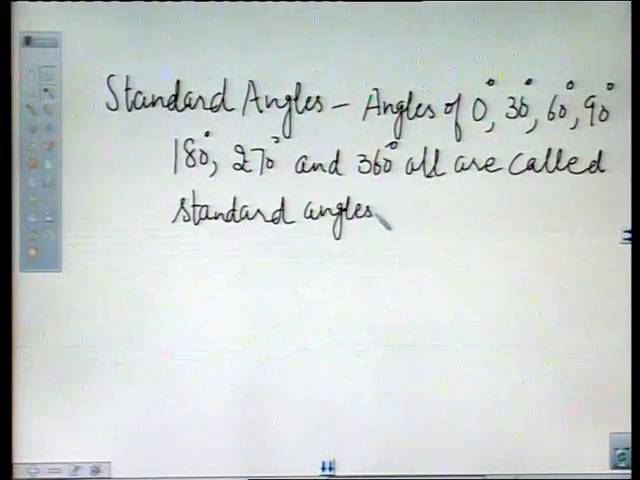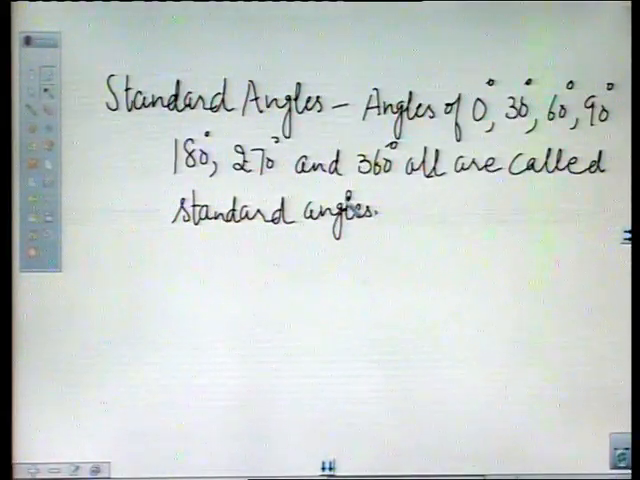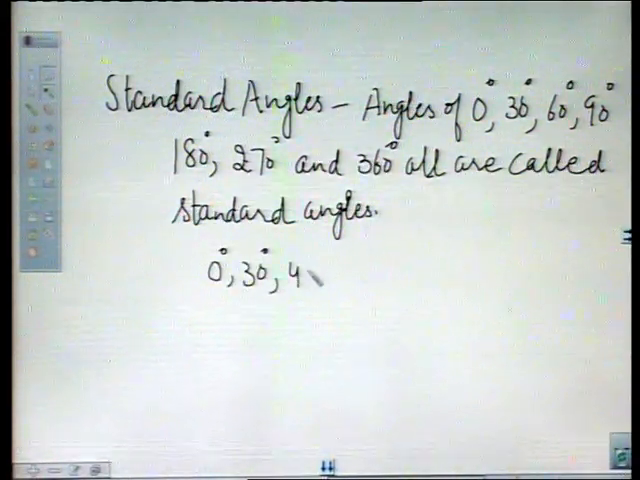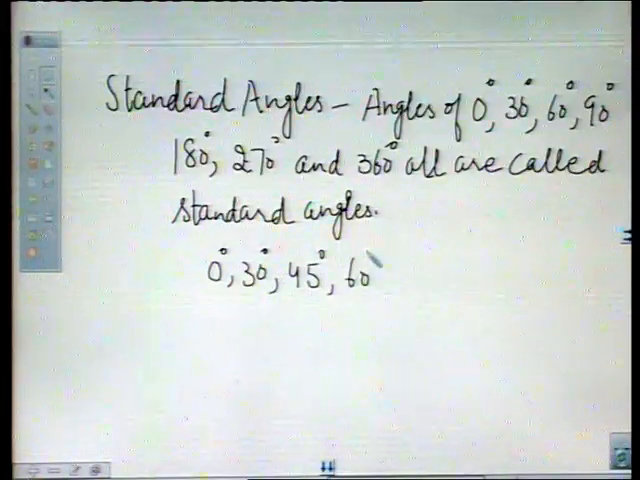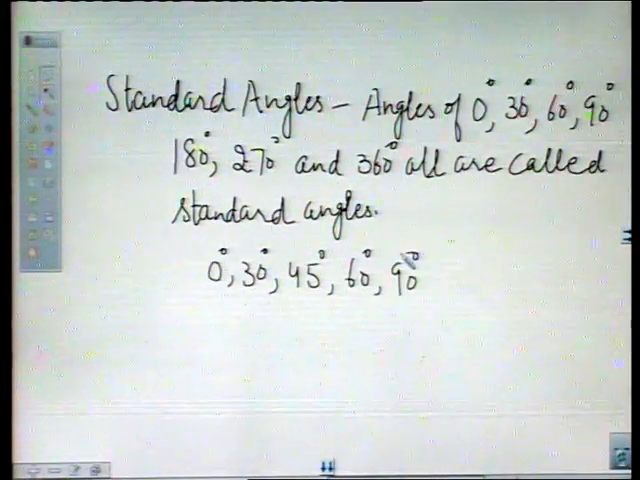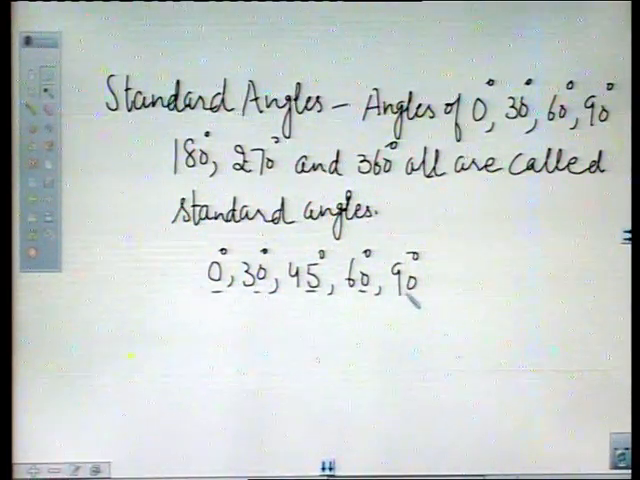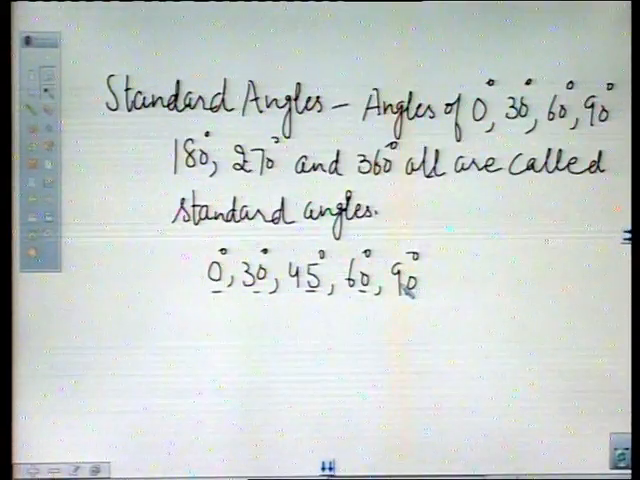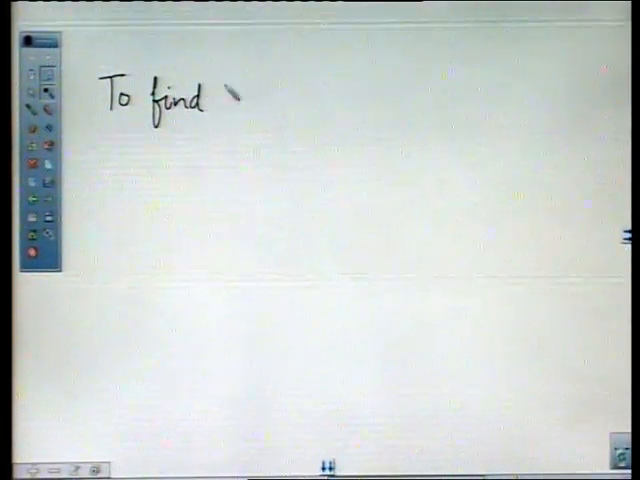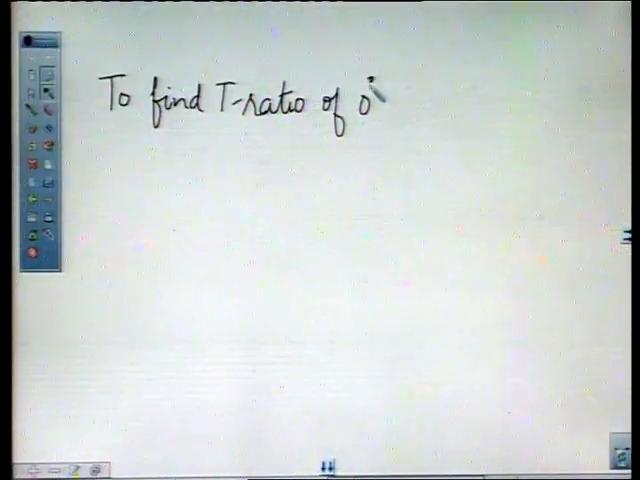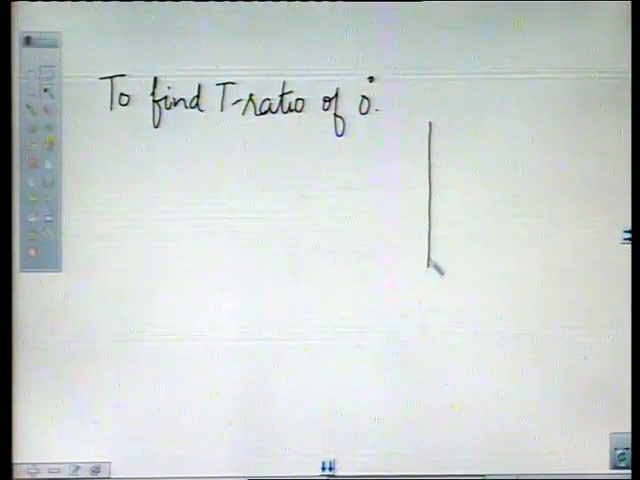Now, in this chapter, we will discuss the T ratios of 0 degree, 30 degree, 45 degree, 60 degree and 90 degree. In order to solve the questions, we must know the values of T ratios of these angles. First of all, we discuss the T ratios of 0 degree. To find the T ratio of 0 degree, we draw a figure.